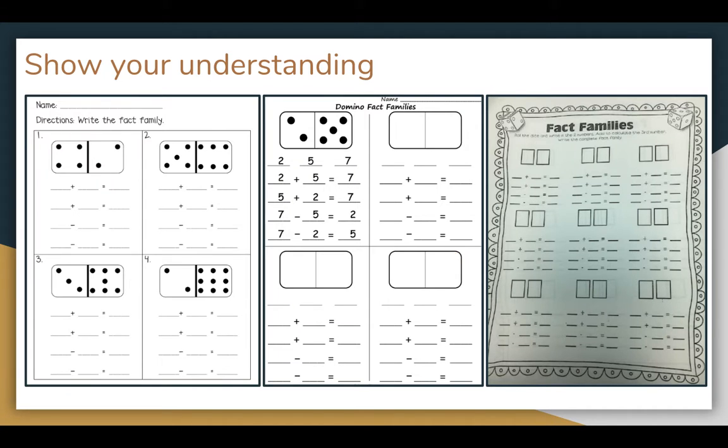So you have a couple of different options of how to show your understanding of fact families today. So there's 3 papers on the counter for you to choose from. You get to choose one that you would like to show your understanding from. So you don't have to do all 3. Just choose one.